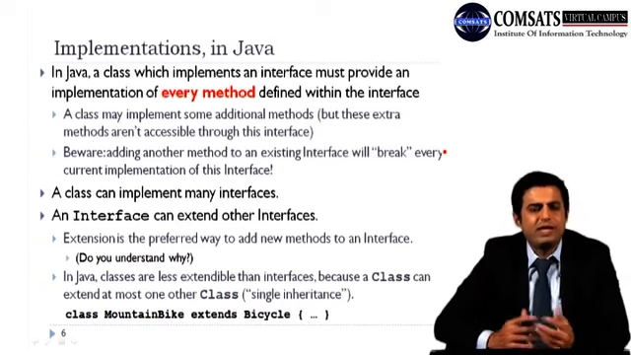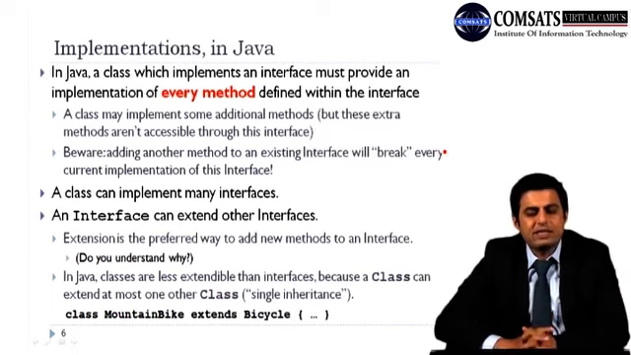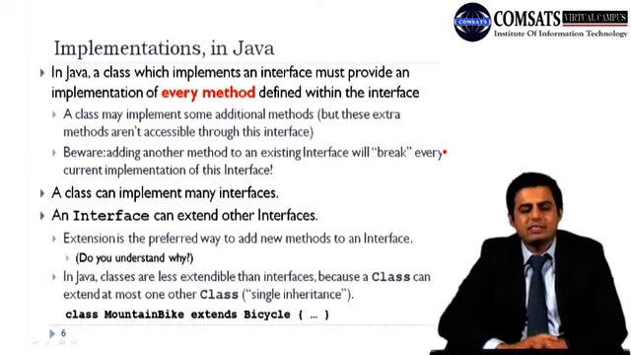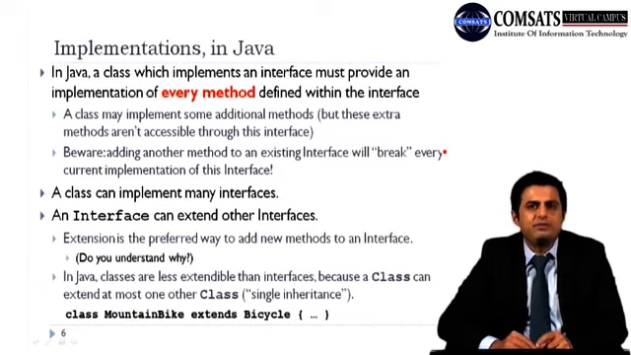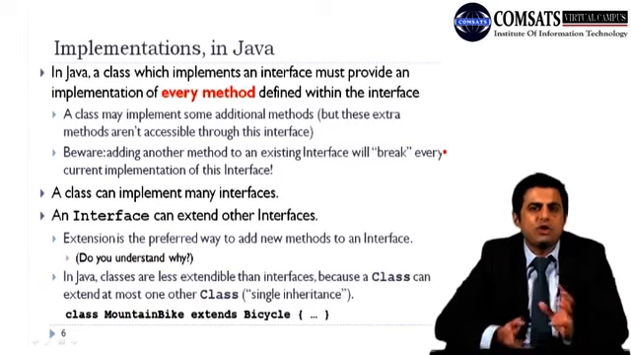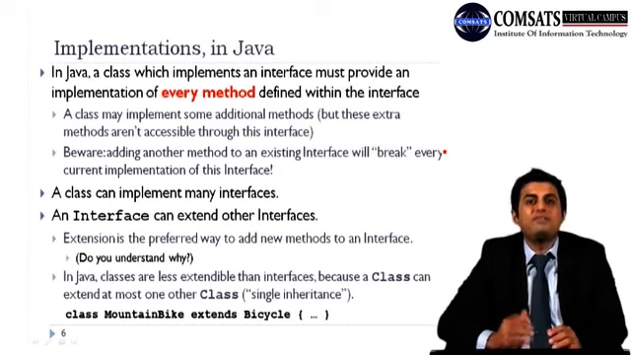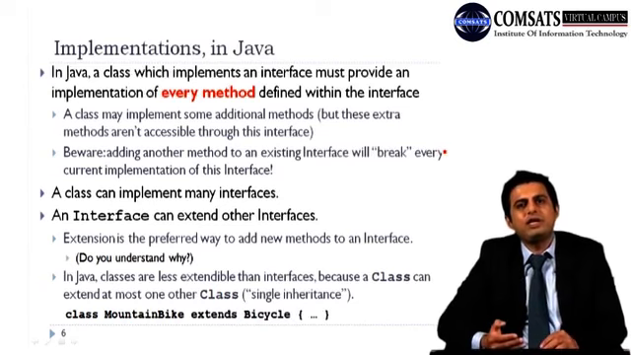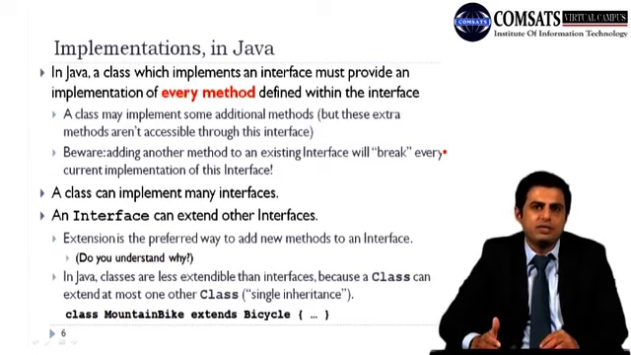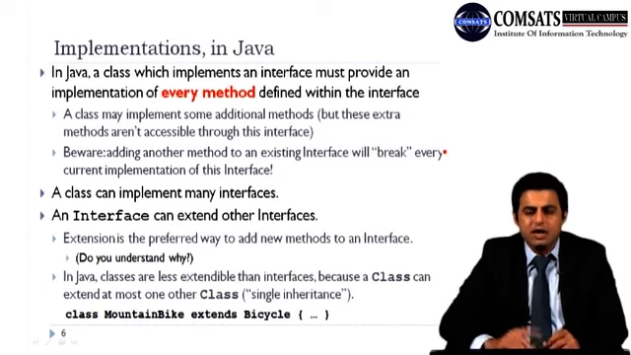A class can implement many interfaces. An interface can extend other interfaces as well. I'll show you some examples in the later slides. Extension is the preferred way to add new methods to an interface. And why extension? Extension is basically inheritance. So when you are adding inheritance, it means that the implementing classes are not only going to have an interface, but they are going to have a parent class as well. In that way it becomes easier to add any new method to an interface through inheritance. I'll show you some examples and then you will understand this concept better.